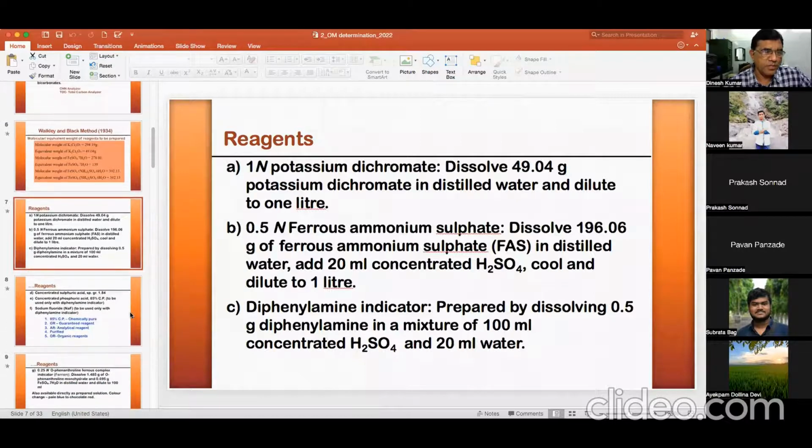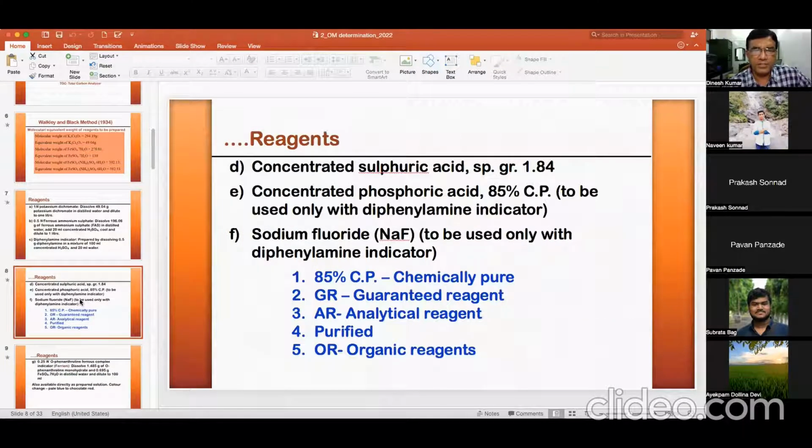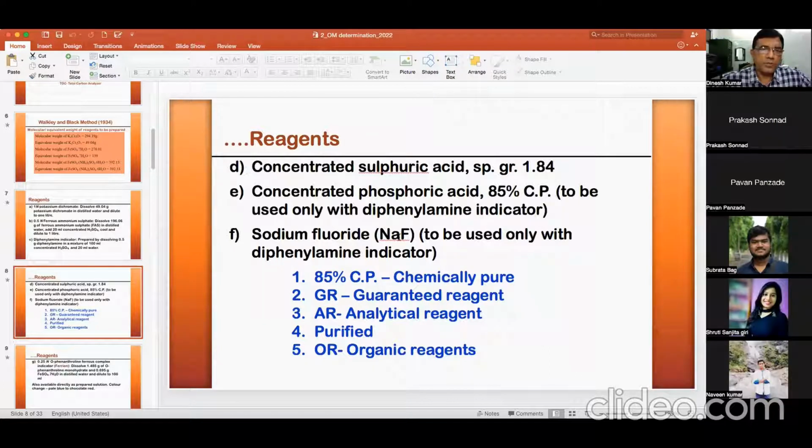If the diphenylamine indicator is used, then concentrated sulfuric acid is required in all cases, but concentrated phosphoric acid, 85% CP, is to be used only when the diphenylamine indicator is used. We need to use sodium fluoride also when we use the diphenylamine indicator. So with this indicator, concentrated sulfuric acid is also used, as in the other case, and then you need phosphoric acid 85% CP and also sodium fluoride.